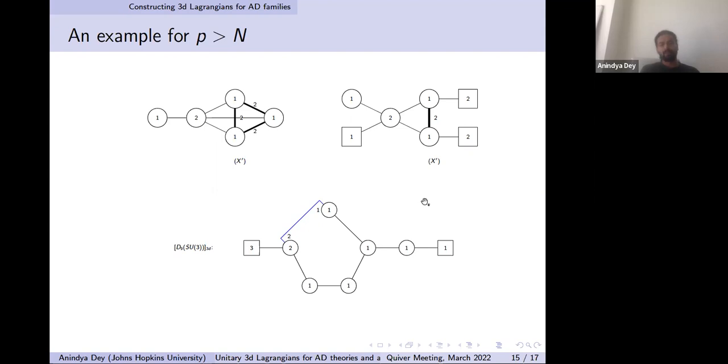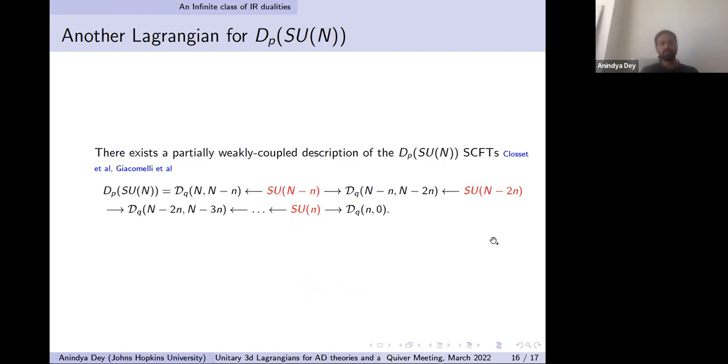All right. So now that we have learned how to compute the duals, let's address the question that was asked. And we know that there is another Lagrangian for these DP-SUN theories that comes from the 4D construction of these guys. So what happens is that you can consider a certain partially weakly coupled description of these DP-SUNs. So this is in terms of certain isolated SCFTs, which are these curly DQs.